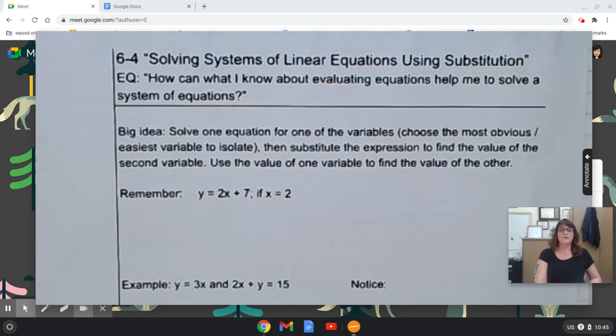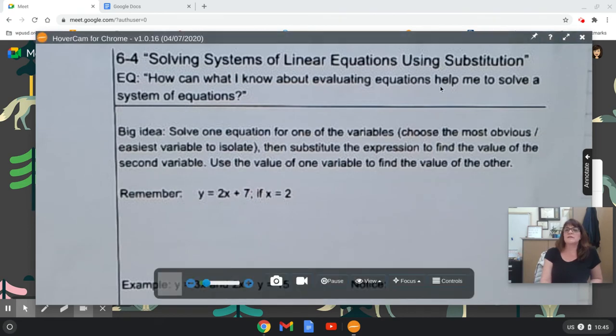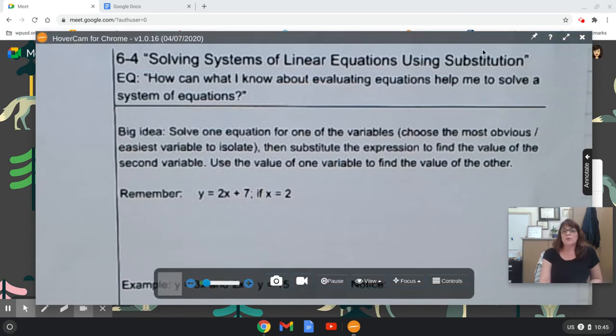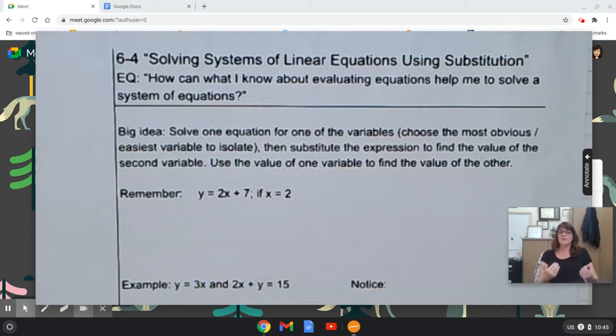Just a hopefully not too long of a lesson on solving systems of linear equations using substitution. Probably my very favorite way to solve them. It works almost no matter what. So let's take a look. We're going to start with the idea of evaluating equations because you already knew how to do that, and carry that forward into how I can solve with substitution.